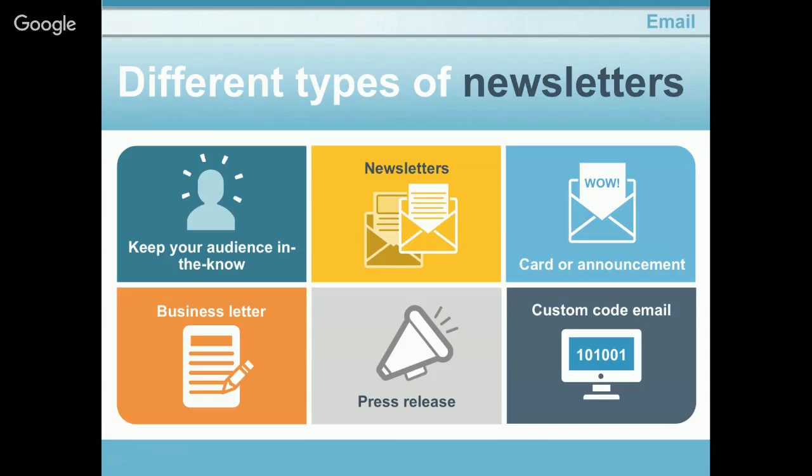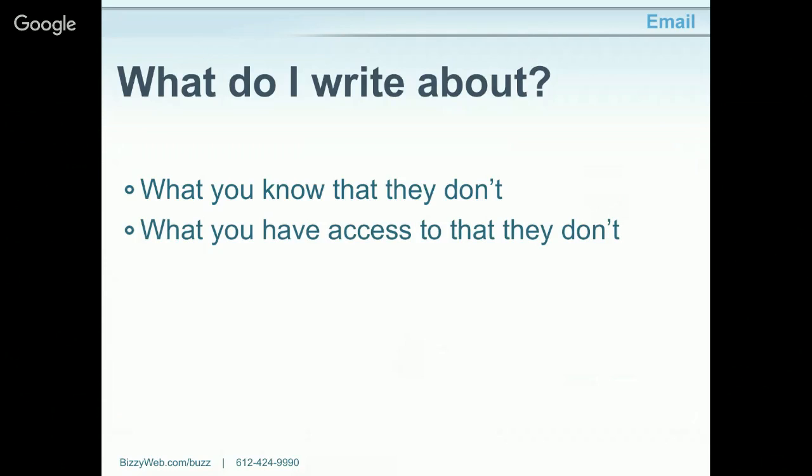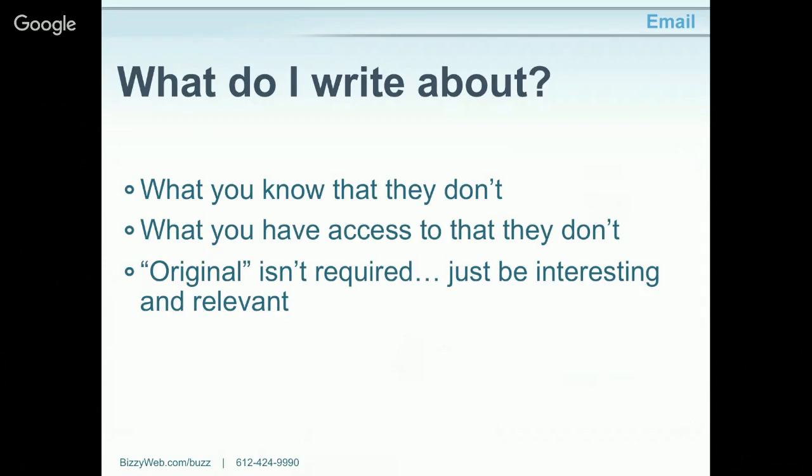So with all this content, you might be wondering what to write about. Well, write about things that your clients don't know. You're part of associations, you read publications, and you're living your business where your clients are not. So write about what you know that they don't, what you have access to that they don't. I mentioned already the newsletters, but you're reading and paying attention to things that your customers simply don't have time to do. And original content, especially in email, isn't necessarily required, just that you're interesting and relevant.